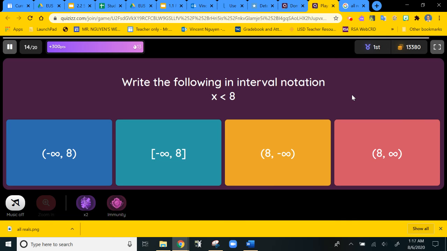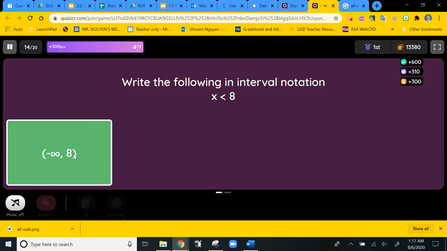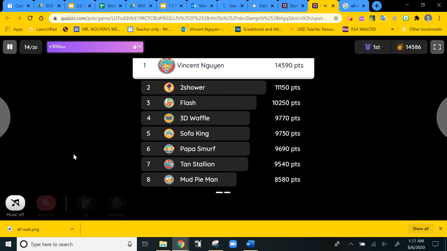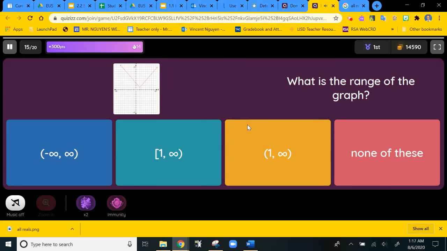Write the following in interval notation. So this is saying all values that are less than 8. So 8 is the highest value, not including it though, right? So parenthesis where 8 is, and then everything less than that, which means negative infinity. So I think this is it right here. Negative infinity up to 8, right? Double jeopardy. Yeah, I am first place.